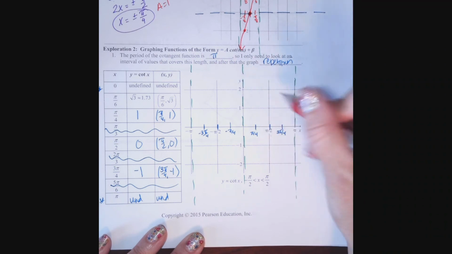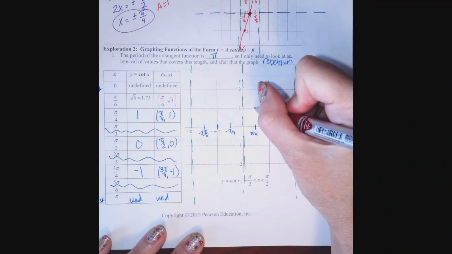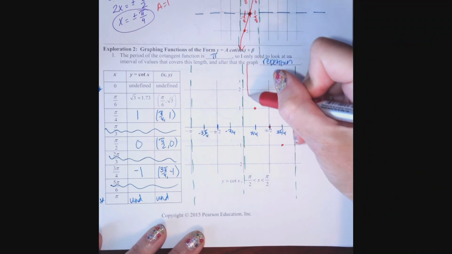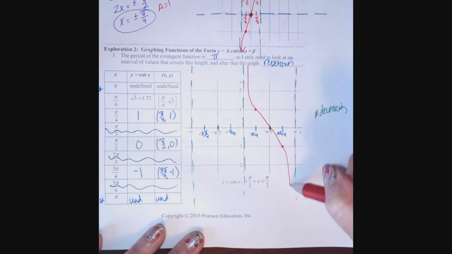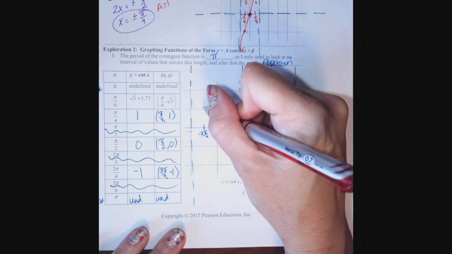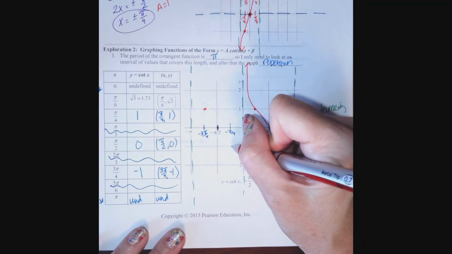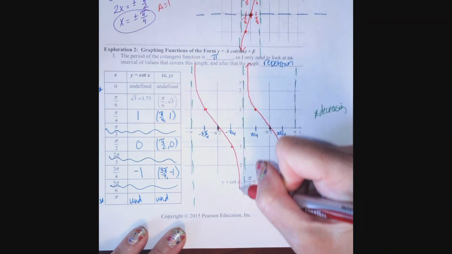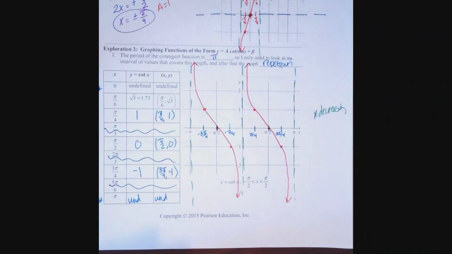So cotangent is decreasing. It's going to start high. It's going to start at A, go through center, go down to A. So there is one cycle of our cotangent function. Let's do another. We do our A value, our center, and our A. We're starting high, ending low, because it is a decreasing function. There is the second period. So we did 2 cycles of cotangent.